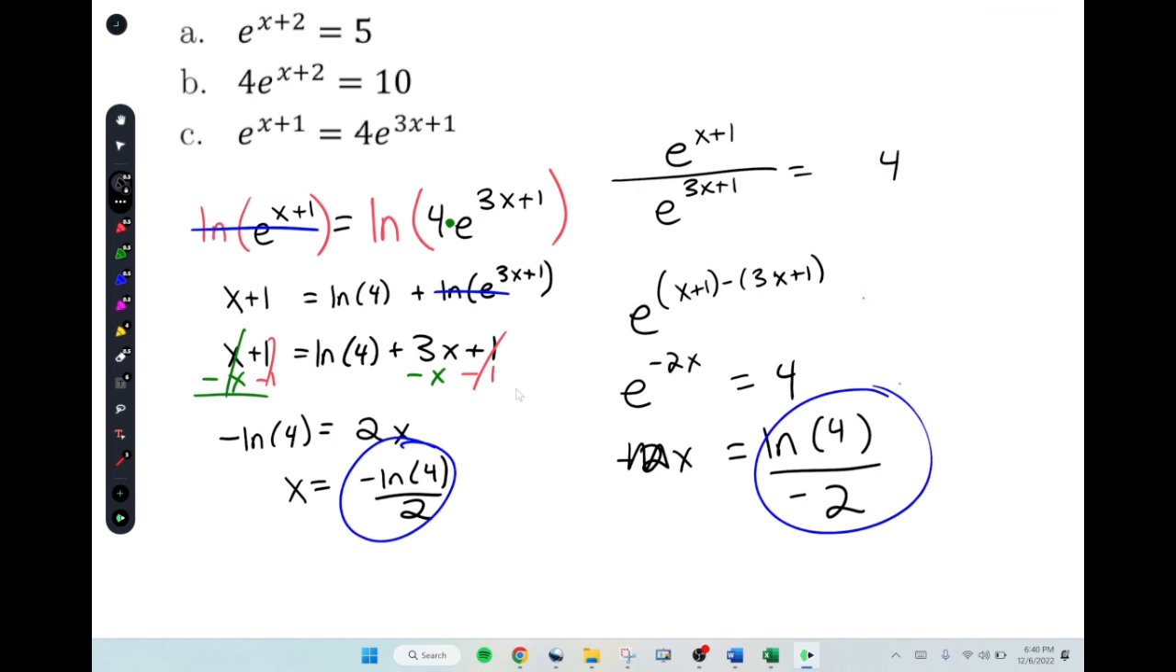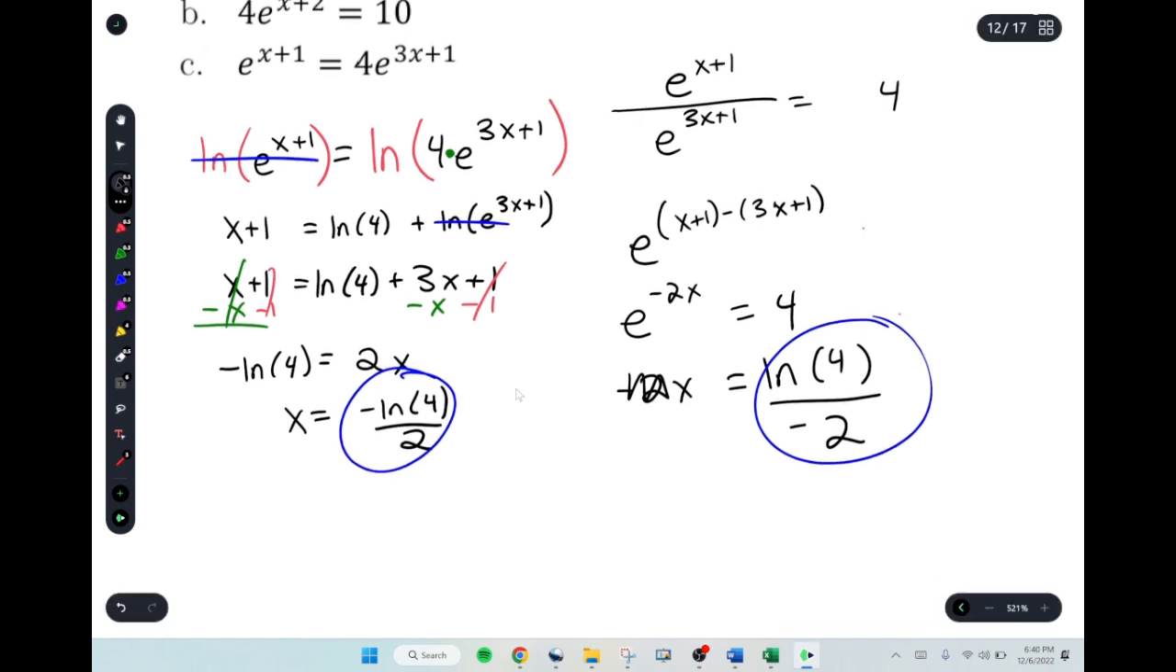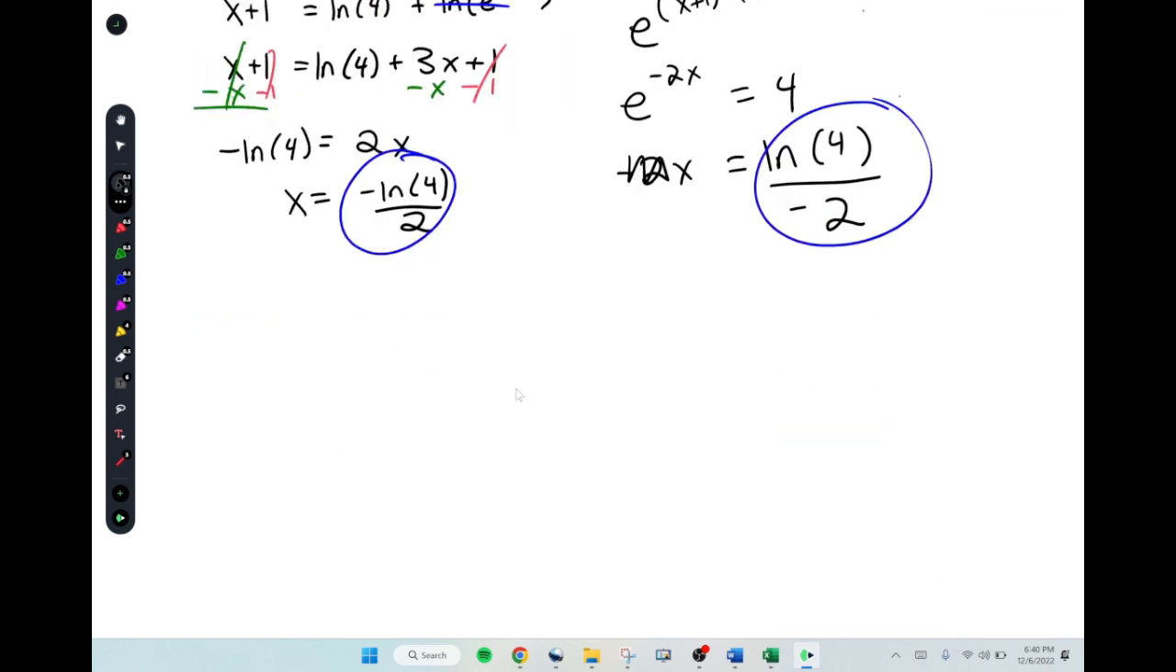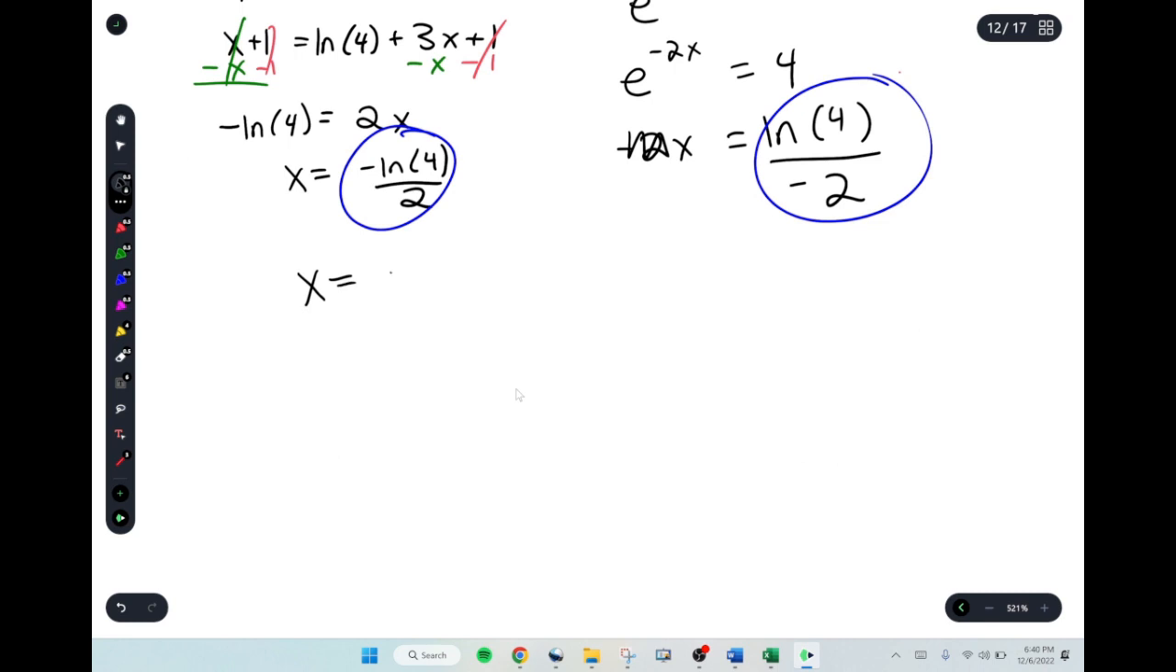That's cool. That was fun. I like that. Here's another thing. Can we go a step farther and say this is actually x equals negative 1/2 times ln of 4? Anybody see it yet? Anybody see it? It's really cool. What do you see?